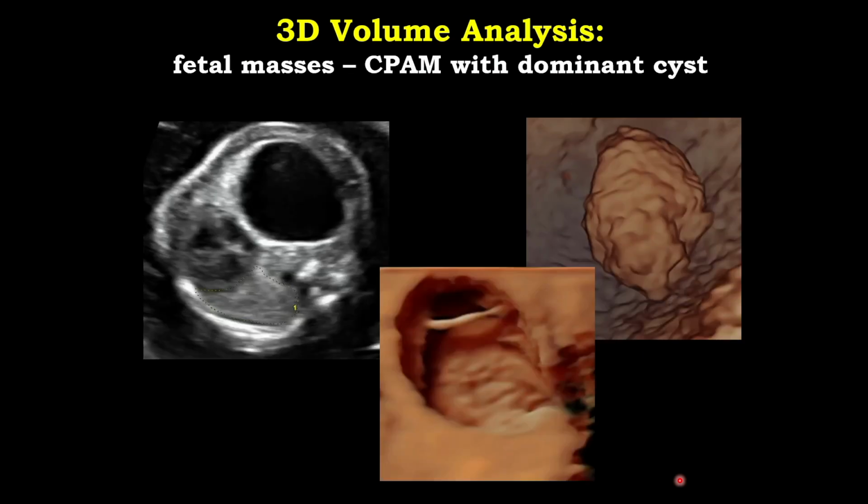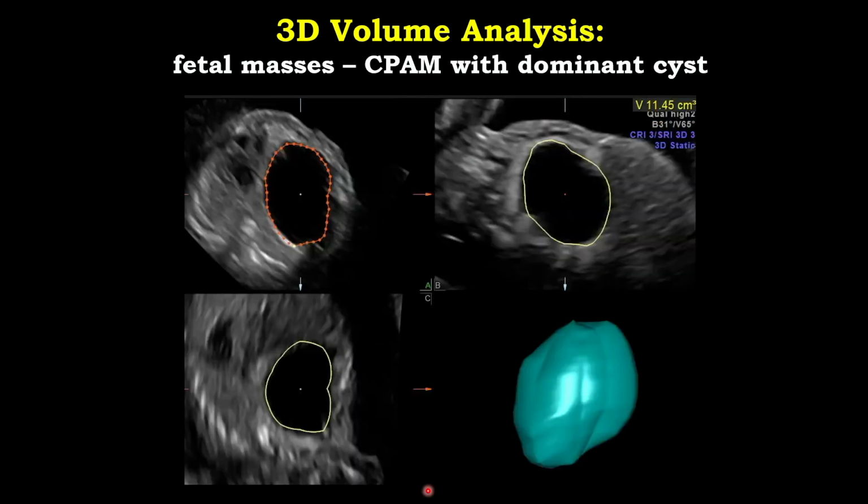We can also evaluate using 3D other structures that may affect the function of the heart. Like in this case, we have a baby in the cephalic position, with levoposition of the heart, where the entire heart is compressed and found in the left chest. And this is due to a big cyst, we have a CPAM, a huge dominant cyst. We can observe the size of that cyst. We can drain the cyst and then follow up the size of this cystic structure and its impact on the cardiovascular system of the baby.